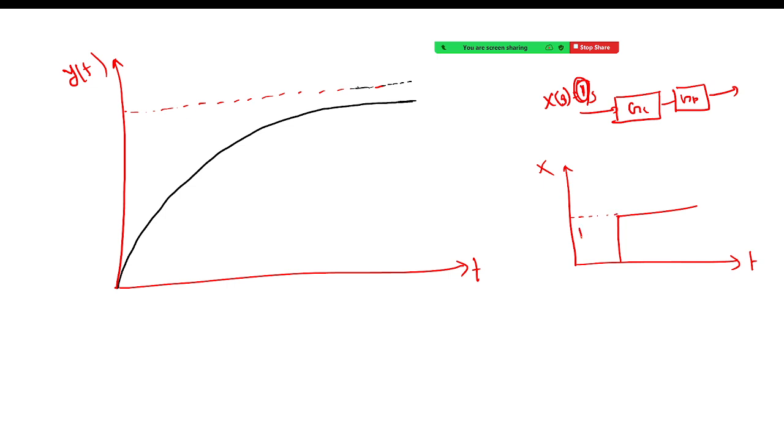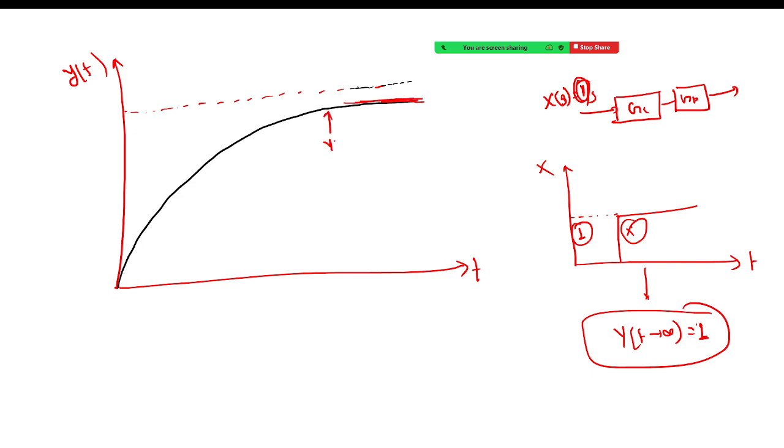So if this one is your x, then we would be interested in knowing that y(t) as t tends to infinity should be equal to 1, right? The amount of input you are giving, I should be getting that much over there. So what is happening here? At steady state, y(t) is equal to Kc/(1+Kc), right?